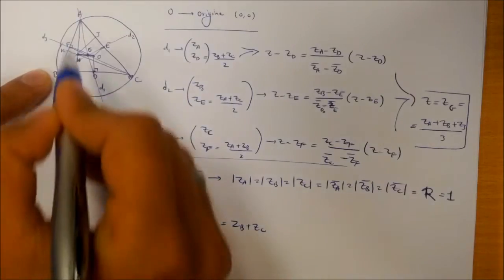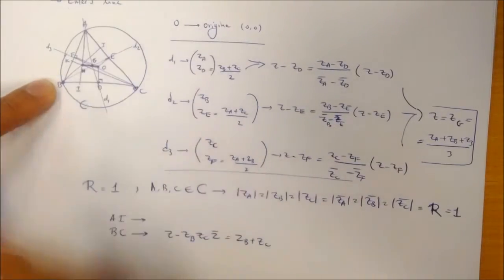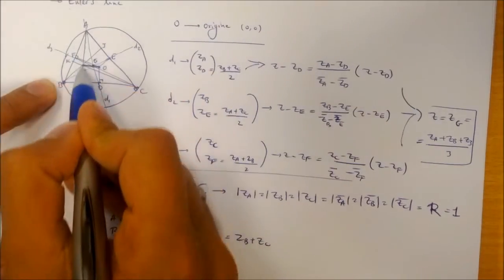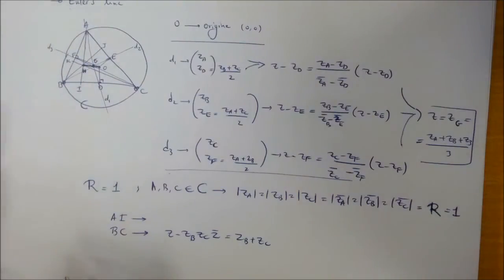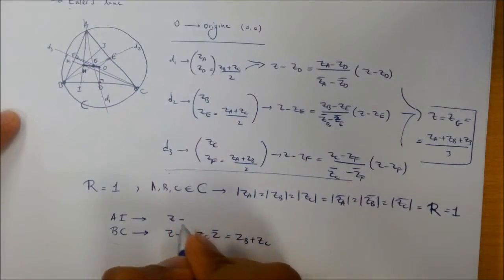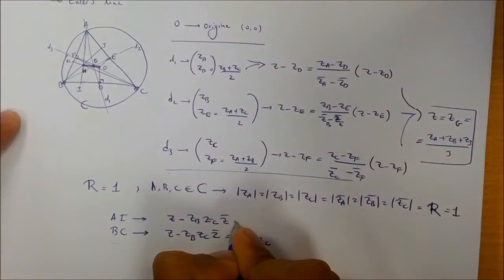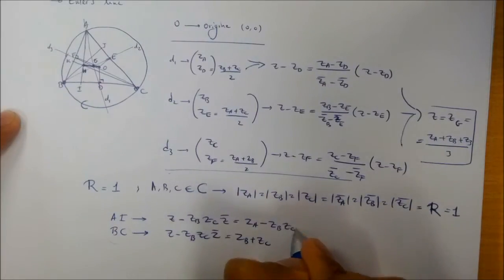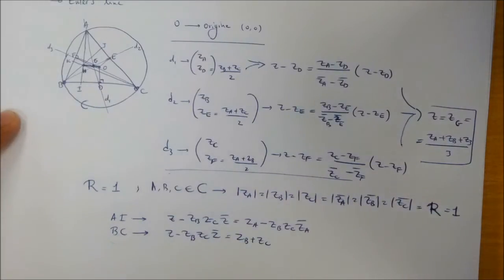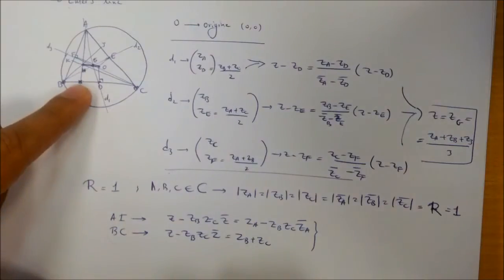And the equation of the line AI, in fact A is the point that we have introduced in our formulation, and the line AI is perpendicular to line BC. So the equation of the line AI will be Z minus ZB ZC Z bar is equal to ZA minus ZB ZC ZA bar. So the intersection of these two lines is the coordinates or the component corresponding to the point I.